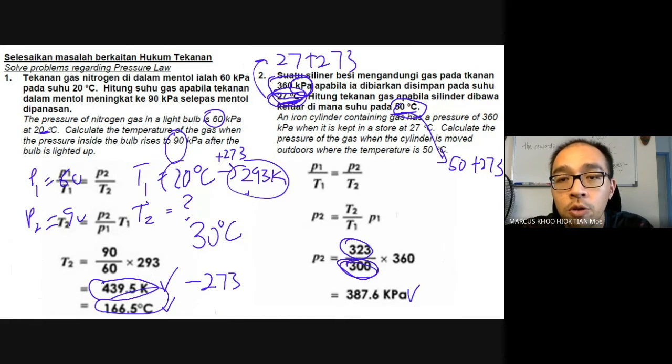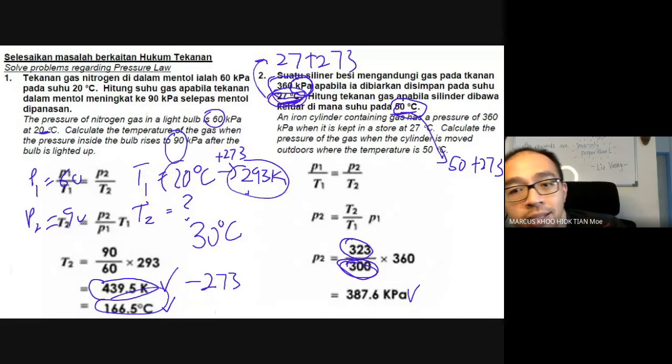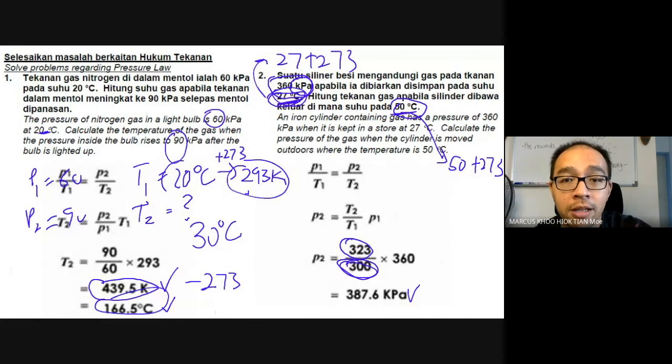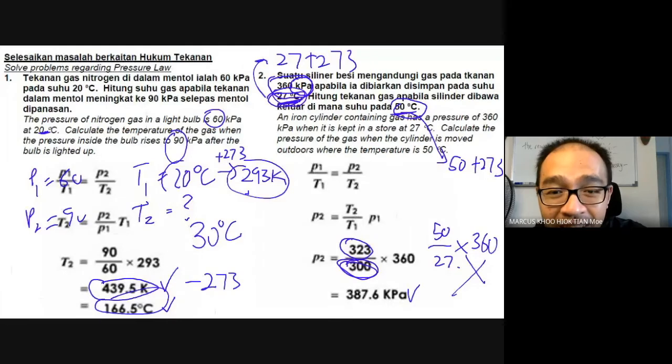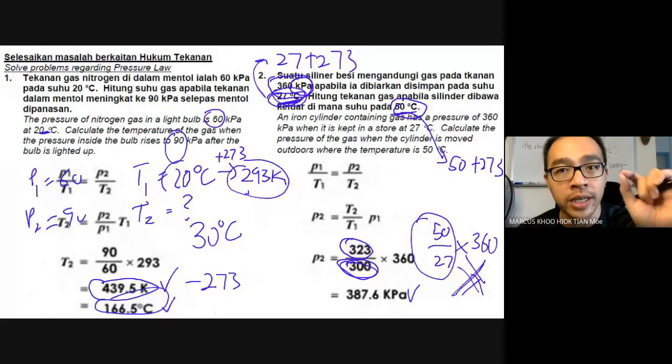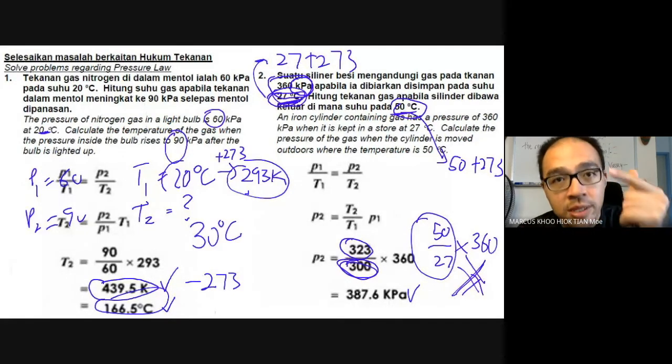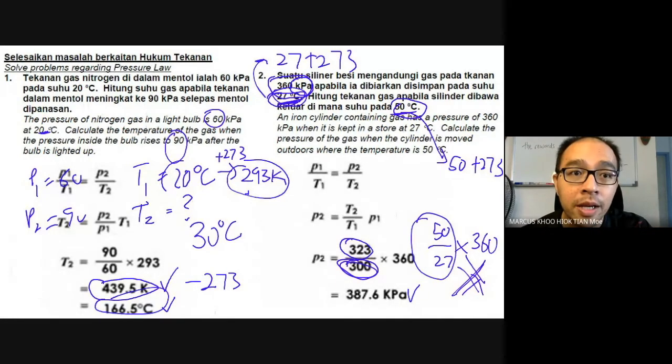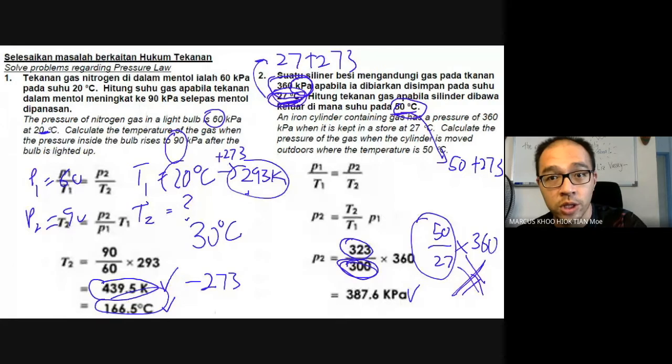Okay, only 2 people voted for the other one, 666.67, and you know how I got that? Because I did 50 over 27 times 360. Okay, which cannot, because the temperature must be changed to Kelvin. Reminding you again, Charles' law and Gay-Lussac's law, temperature must be in Kelvin for the calculation. Then you convert back and forth as you wish.